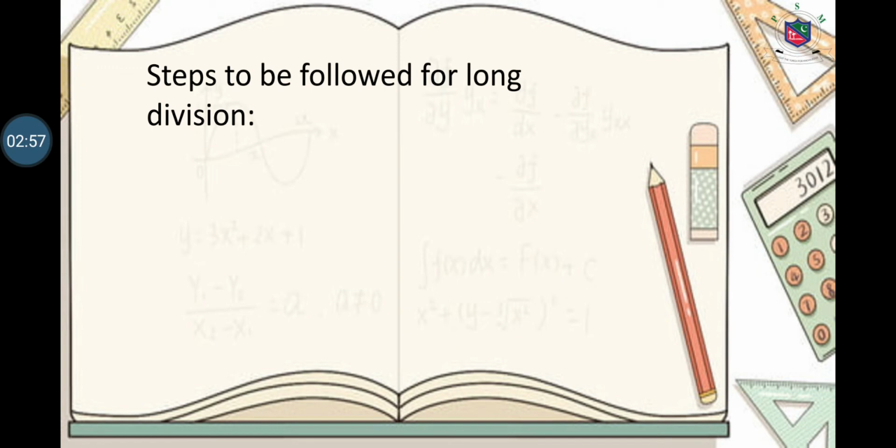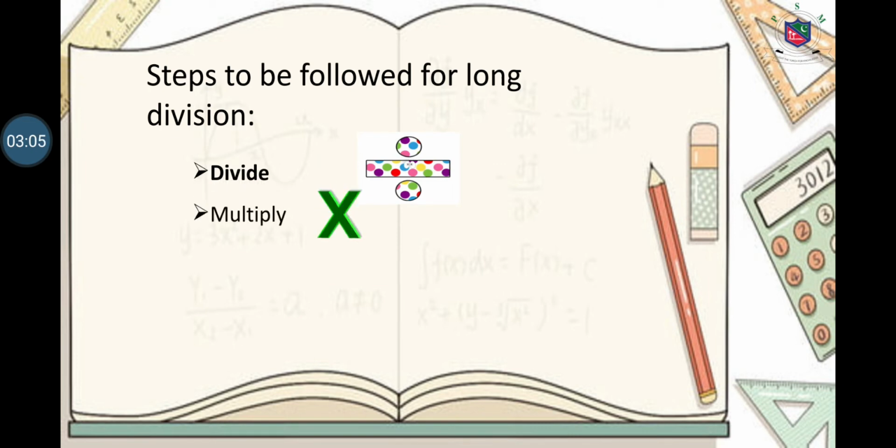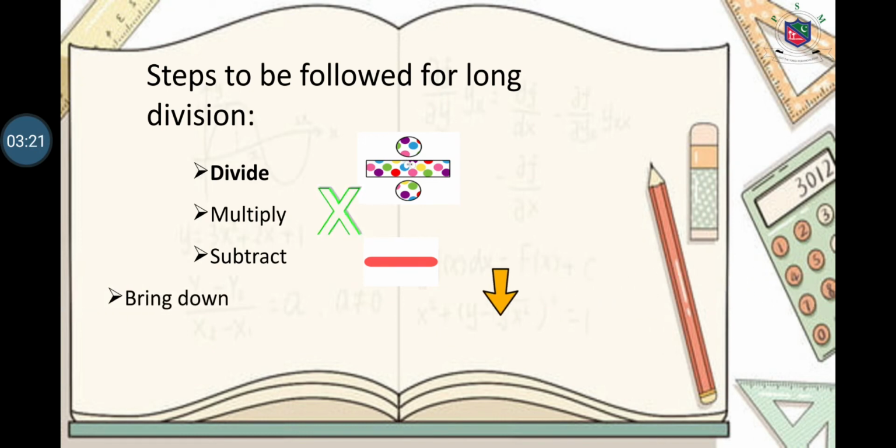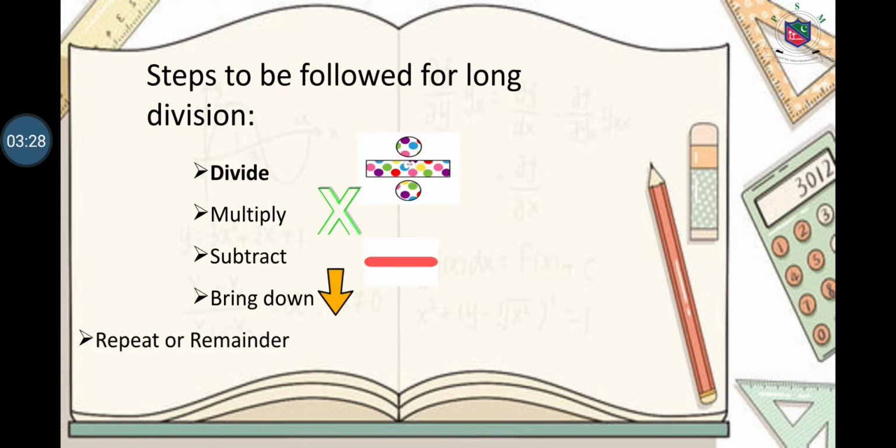I hope you all know the steps to be followed for long division. First of all, we have to divide. Then we have to multiply, because we have to think how many times the divisor goes into the dividend. Then we have to subtract, because division is repeated subtraction. Then we have to bring down the digit if any digit is present in the dividend. Then repeat, or remainder.